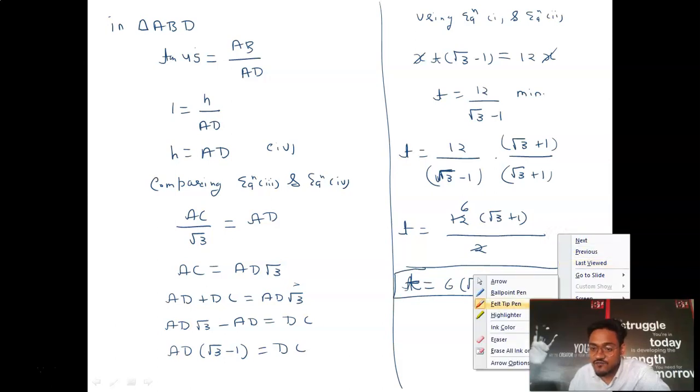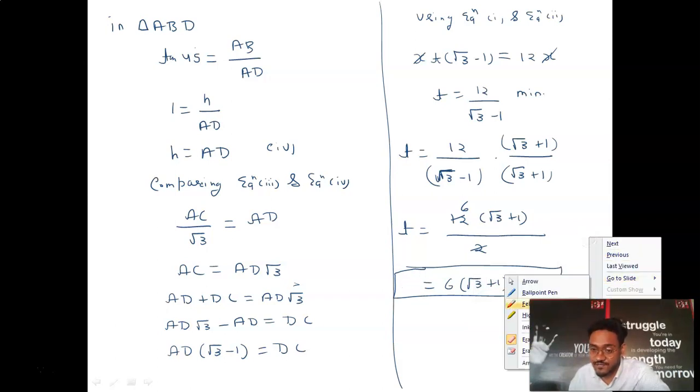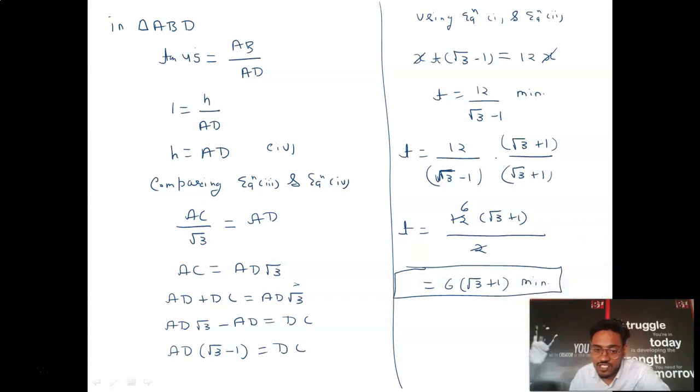Why? See, students, after this question you have to solve the question which is given in the NCERT. You will find a question of the same kind. Also I will be giving one question for your practice at the end of this lecture. Clear? So students, this is my required time.